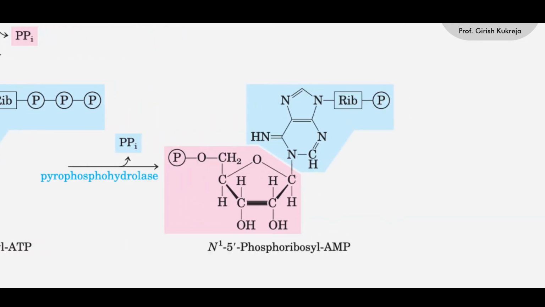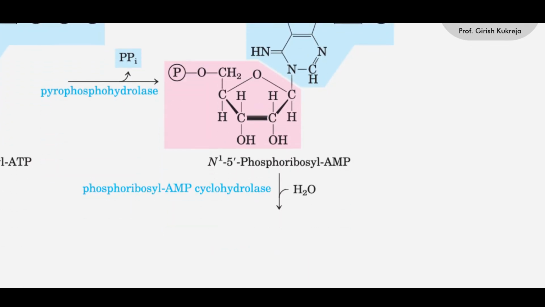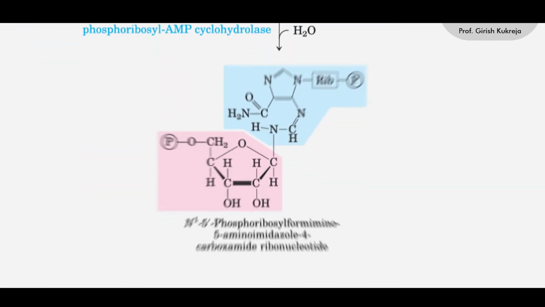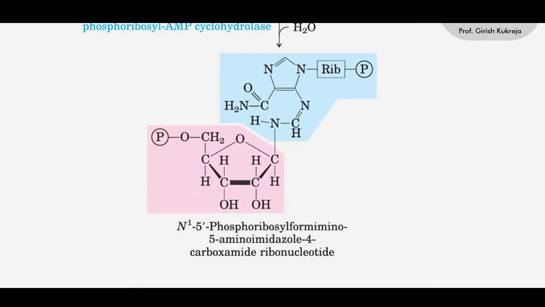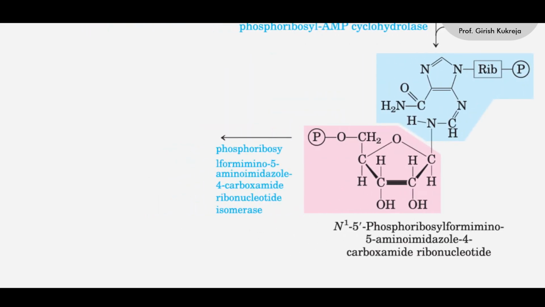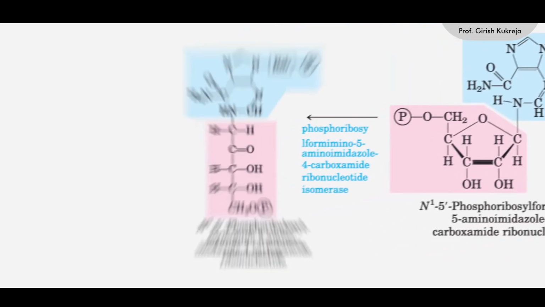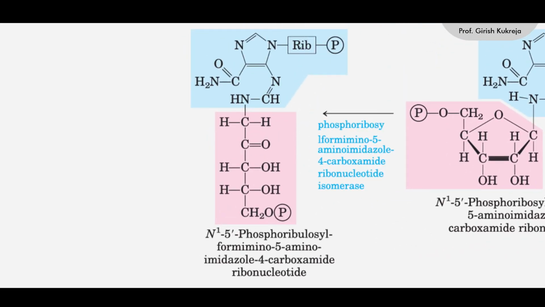5' phosphoribosyl AMP. In the third step, for breaking the ring, catalyzed by phosphoribosyl AMP cyclohydrolase, there is addition of water and formation of N1 5' phosphoribosyl formimino 5-amino imidazole 4-carboxamide ribonucleotide. In the next step, catalyzed by phosphoribosyl formamino 5-amino imidazole 4-carboxamide ribonucleotide isomerase, it is isomerized to form N1 5' phosphoribosyl formimino 5-amino imidazole 4-carboxamide ribonucleotide.